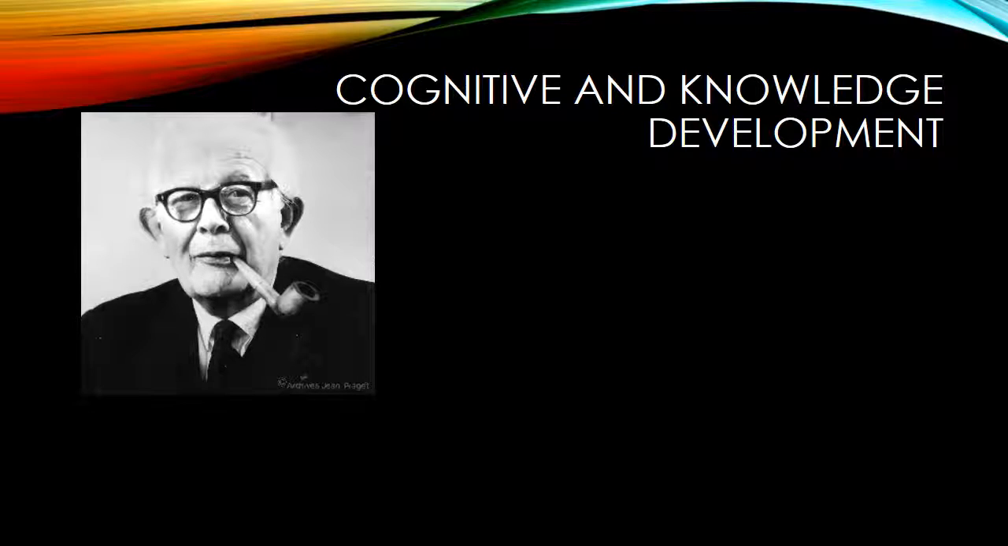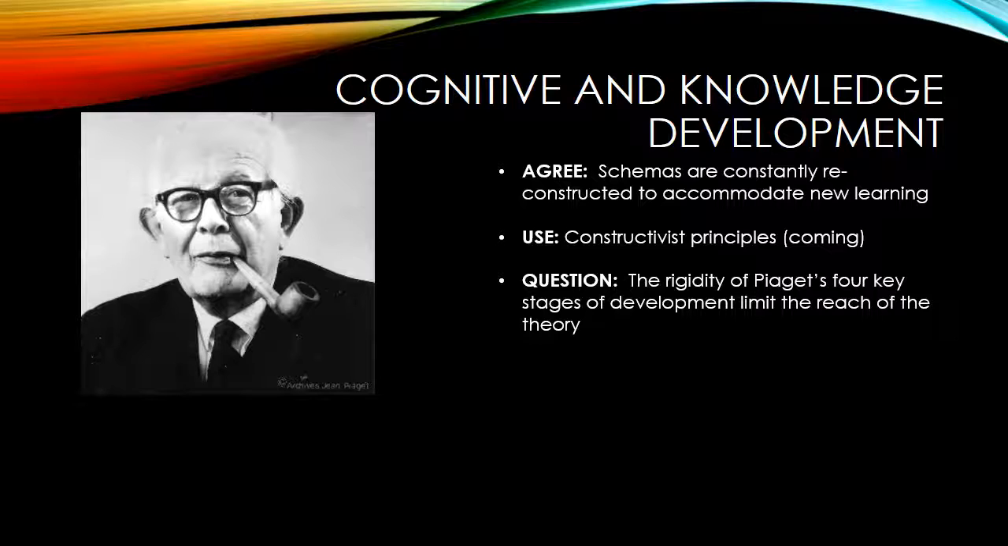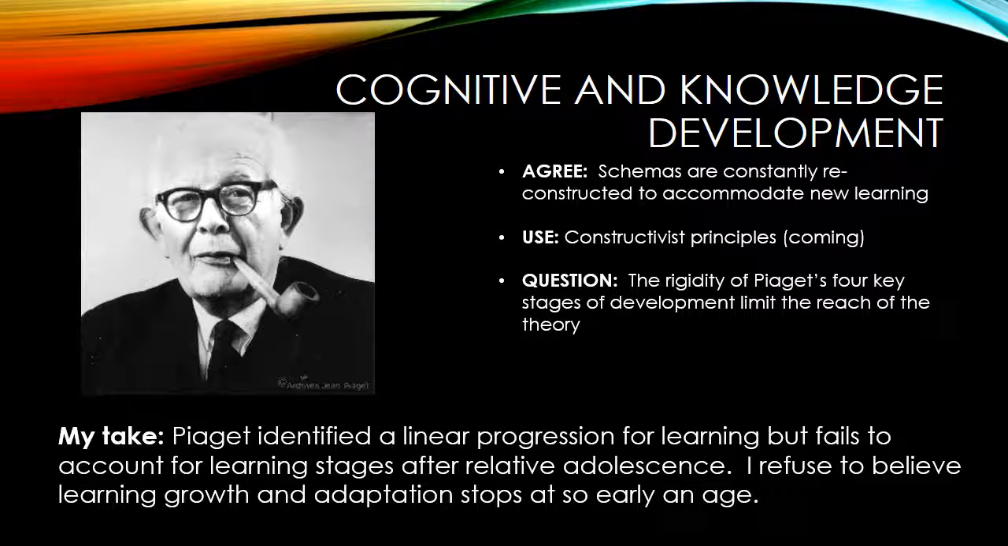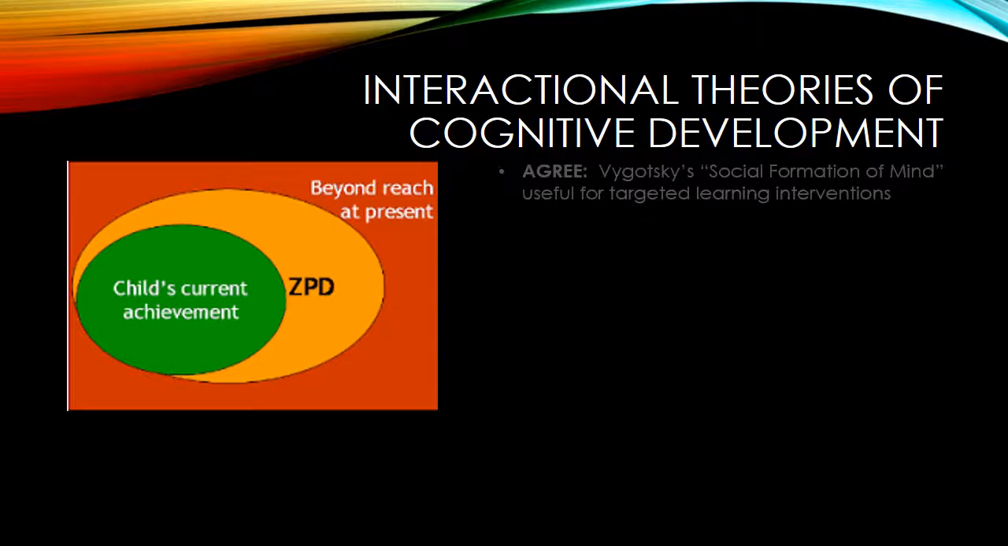Now, cognitive and knowledge development, that there is Jean Piaget, and I agree that schemas are constantly reconstructed to accommodate new learning, and we'll talk about constructivist principles in just a minute. But I think the rigidity of Piaget's four key stages of development really limit the reach of his theory. So my take here is that Piaget identified a linear progression for learning, but he fails to account for learning stages after relative adolescence. As an older person, I refuse to believe that learning growth and adaptation stops at so early an age.